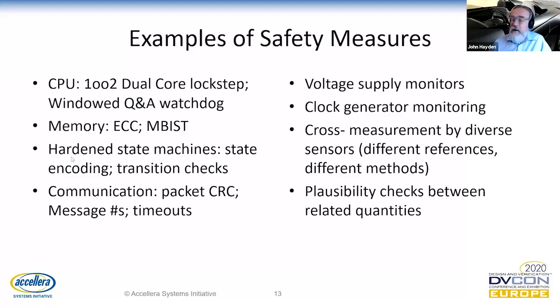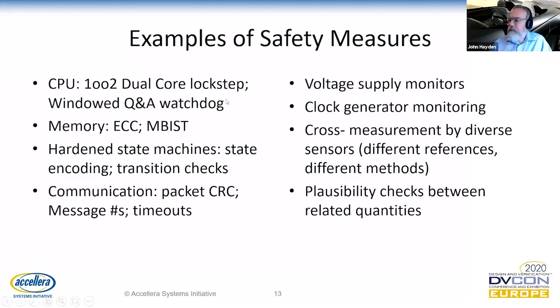State machines can be hardened. We can check their state transitions. Communication pathways can be hardened. And in the analog domain, we might construct voltage monitors, clock monitors, or even do plausibility checks between related quantities. For instance, if they're ratiometric relative to one another, or if, say, one is a sine and the other is a cosine, we'd make sure, hey, do these look like they're relative to the same underlying angle quantity? And if not, perhaps detect a fault.